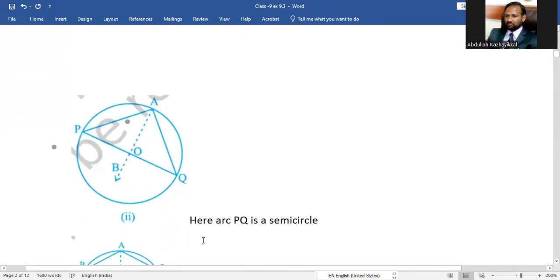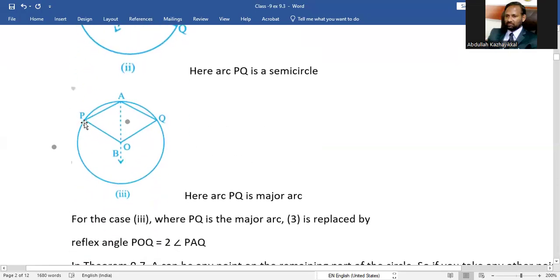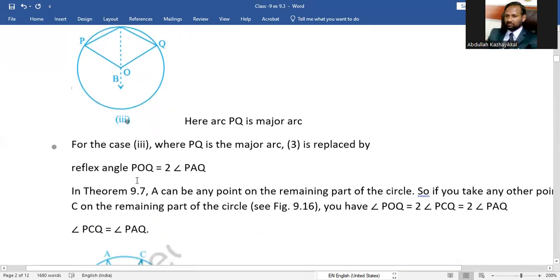Listen here. This is the second case that I told you about: PQ is a semicircle. There also you can prove that the angle made at the center is 180 degrees, that is why it will be 90 degrees at the circle, double of 90. And here it is the reflex angle, or what I can say, major arc, major segment. So here the angle made will be a reflex angle. For PQ, the major arc, a reflex angle.